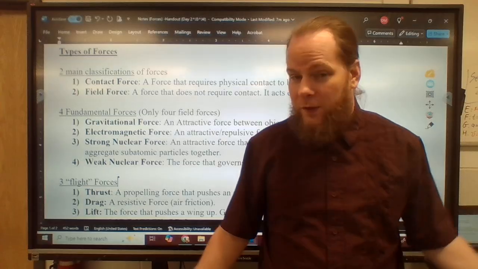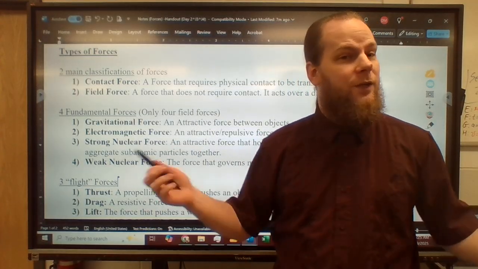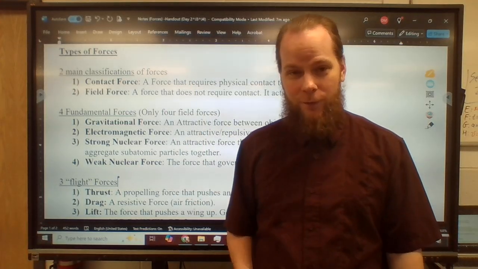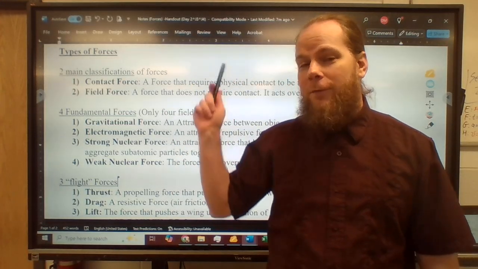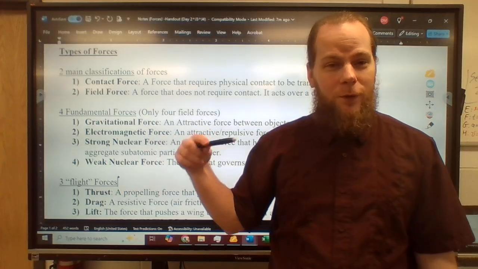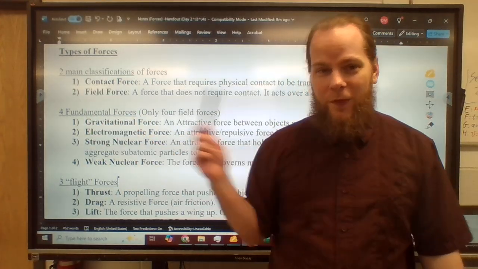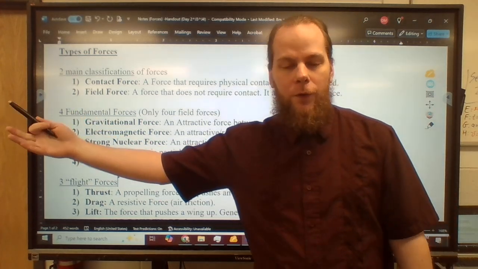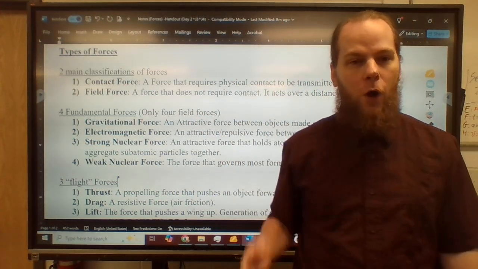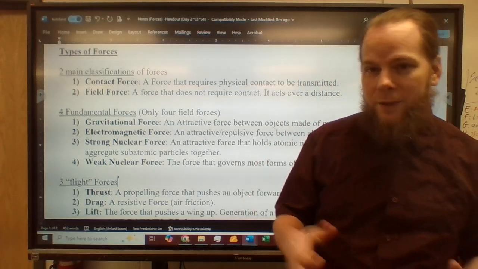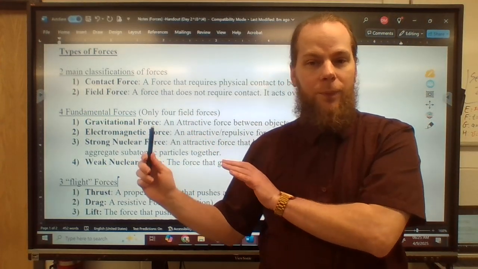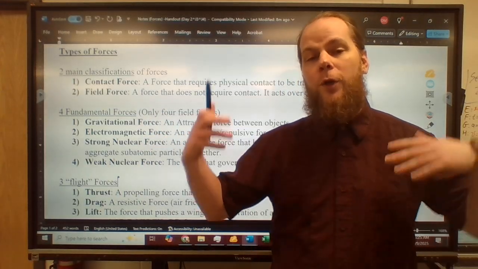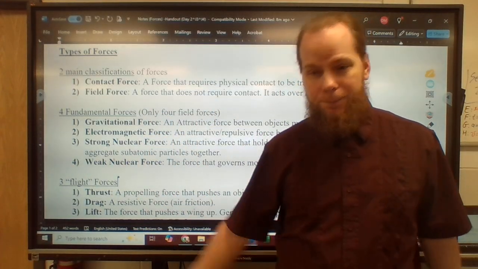The most obvious example of this is gravity. Gravity does not require physical contact. The sun does not touch the earth. Thank God. If it did, then we wouldn't be here, for one. But that force that it's exerting on us, that gravitational force, is acting despite the massive amount of hard vacuum that exists between us and the sun. So that would be a field force. Those are our two classifications, and we're going to talk about those periodically throughout.